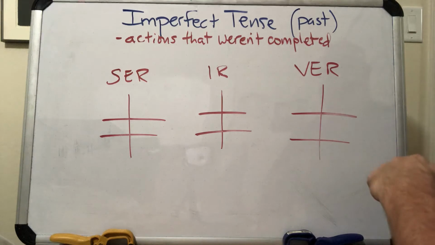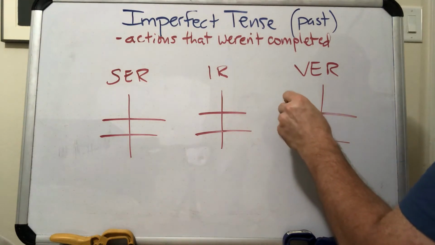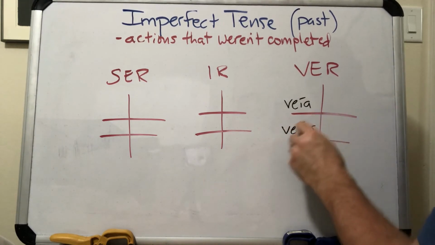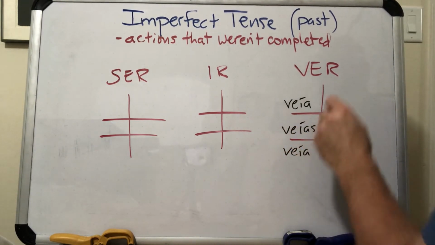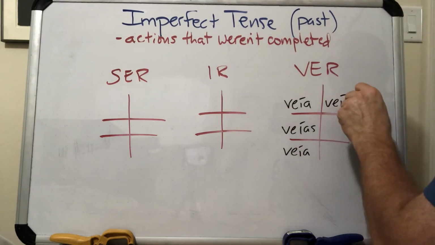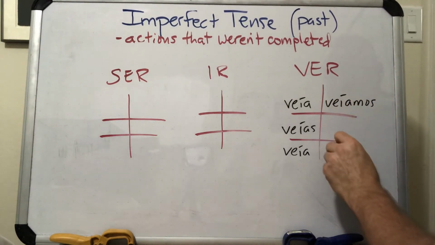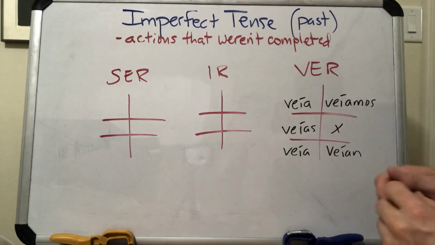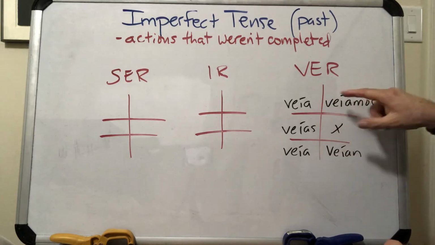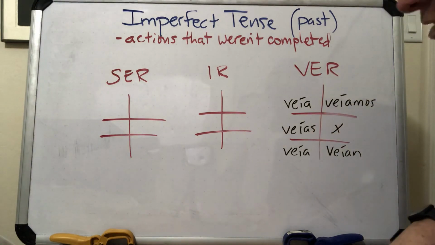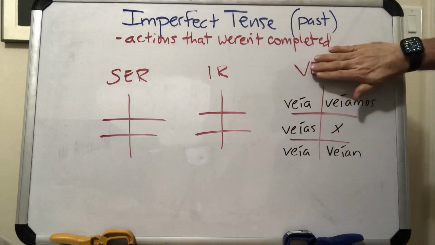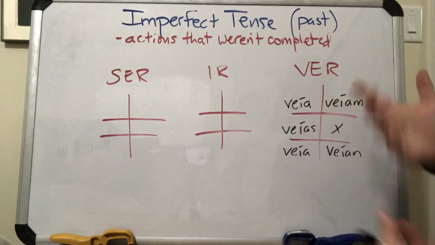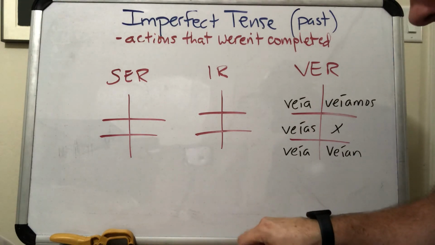So if we did ver, it would be veía, veías, veía, veíamos, and veían. Notice all my endings came from the ER and the IR chart that we just did. It's just that my stem, instead of taking off the ER and just having a V as my stem, is ve. So veía, veías, it's slightly irregular.